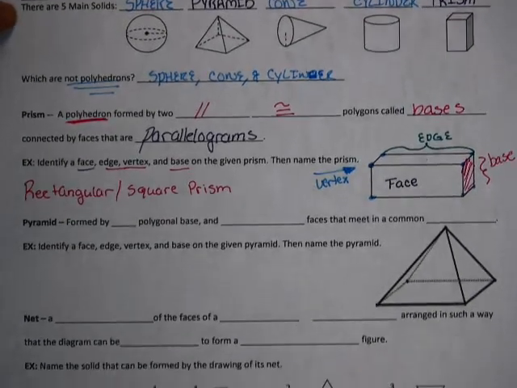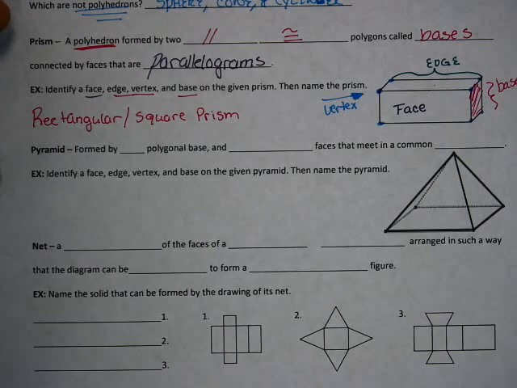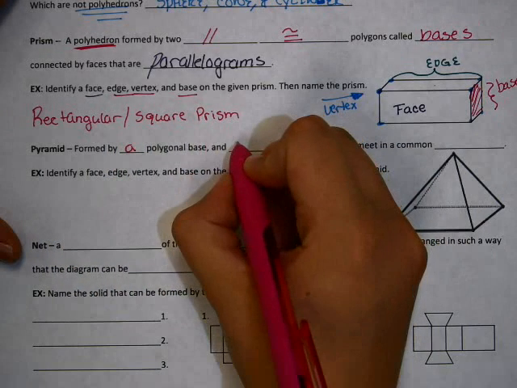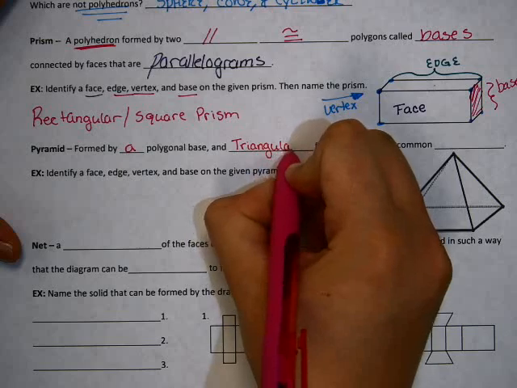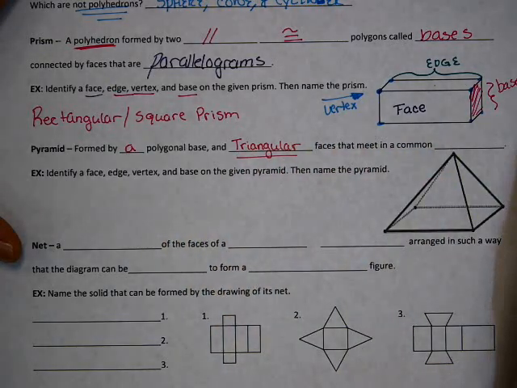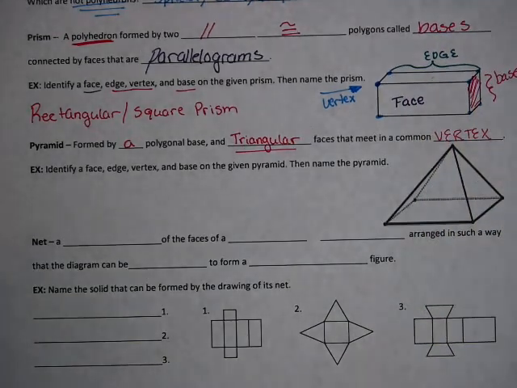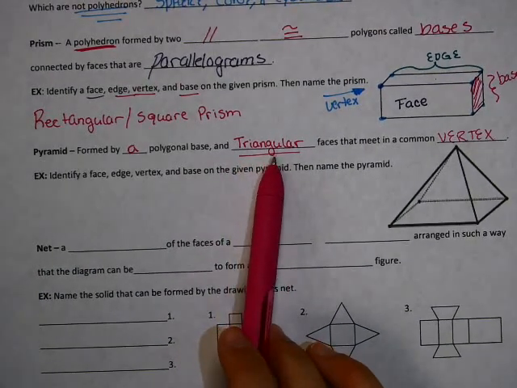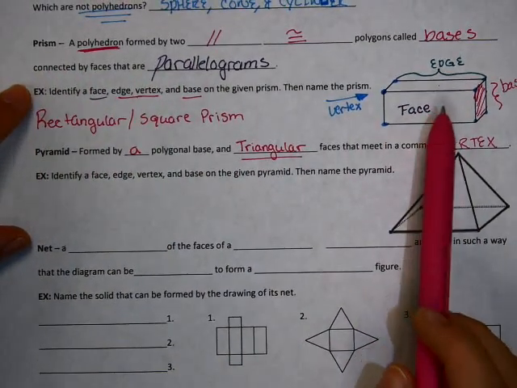All right, let's look at the next thing on our list for polyhedrons, a pyramid. So a pyramid is formed by a polygonal base and triangular faces that meet at a common vertex. So the main difference between a pyramid and a prism is that the faces are going to be triangular on a pyramid, and on a prism the faces are going to be parallelograms.